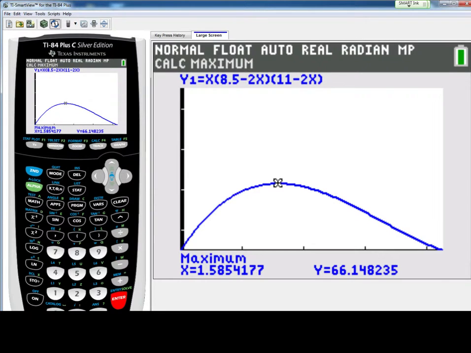Pretty simple, huh? All from the volume formula. So when x is 1.585, this is the maximum volume that I can get in there, which is 66.14 inches cubed. Pretty sweet? Now, here's the thing though.